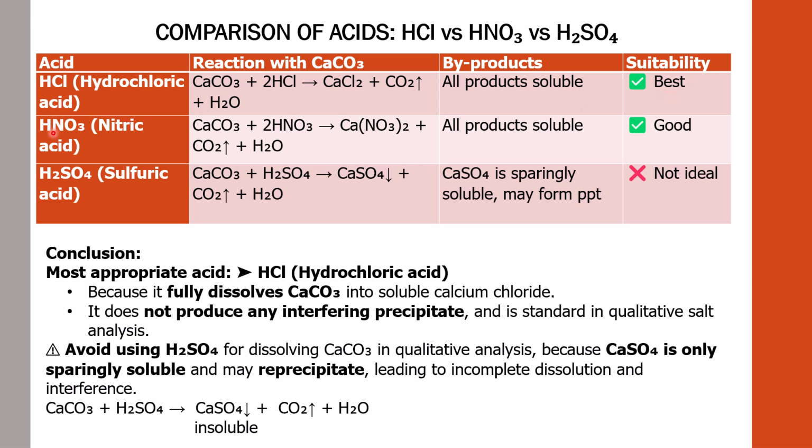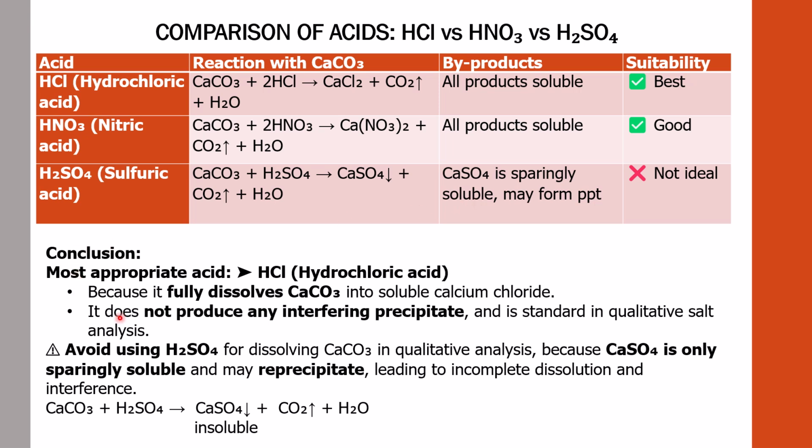But if you use nitric acid, all products will dissolve also. We can term it good. But if you use sulfuric acid, not all of them will dissolve, especially this calcium tetraoxosulfate(VI), which will not dissolve because it is only fairly soluble, and then it may form a precipitate.